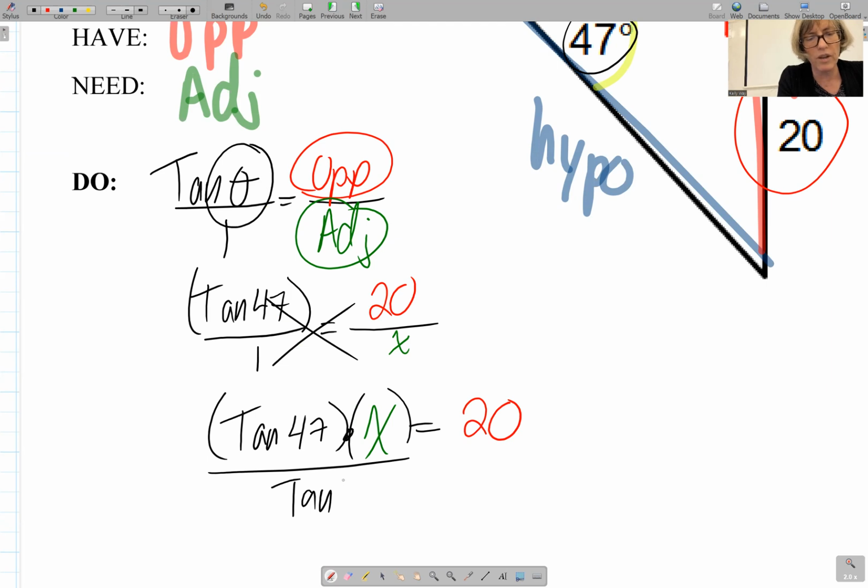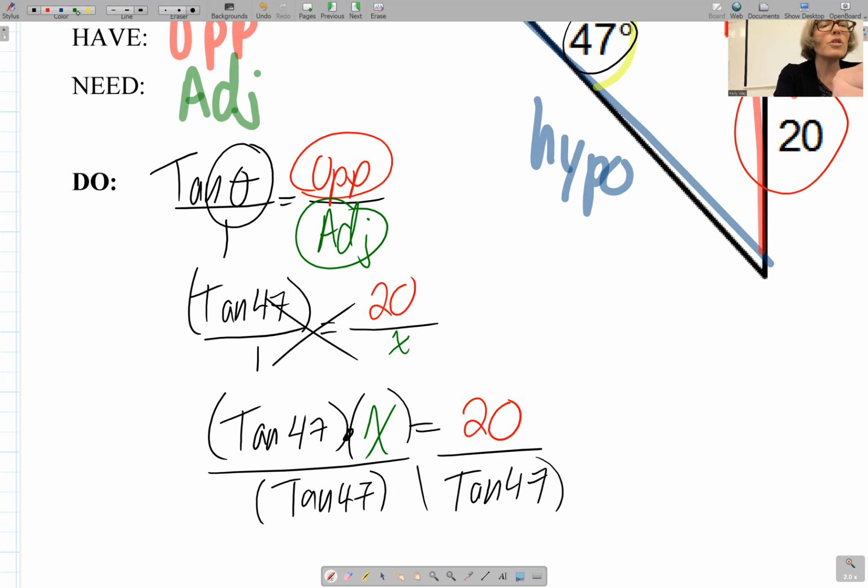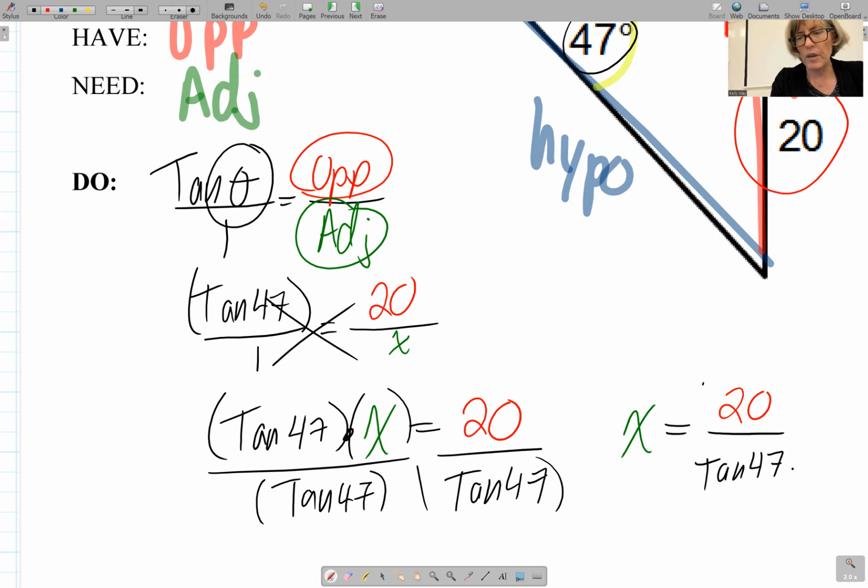Opposite of timesing is dividing. Excuse me, 47. I kept saying 57. Got it. So in the margin, x is going to equal 20 divided by tan 47. Now, x is by itself. Now you may use your calculators.